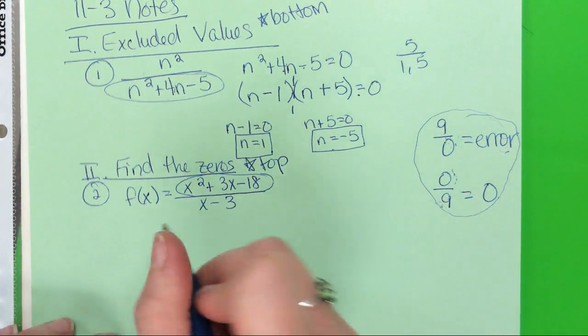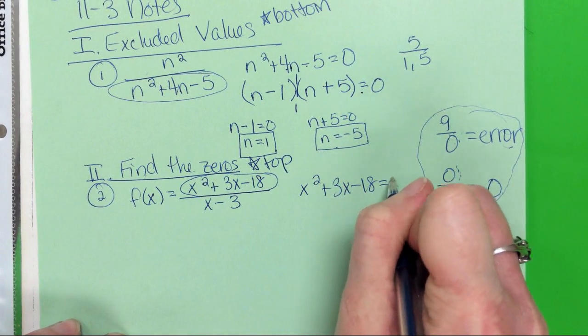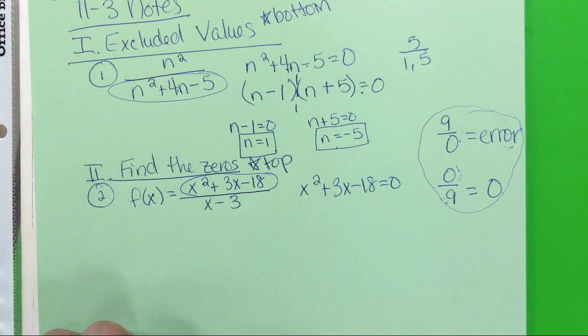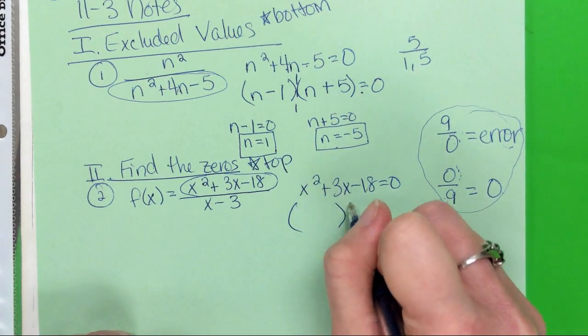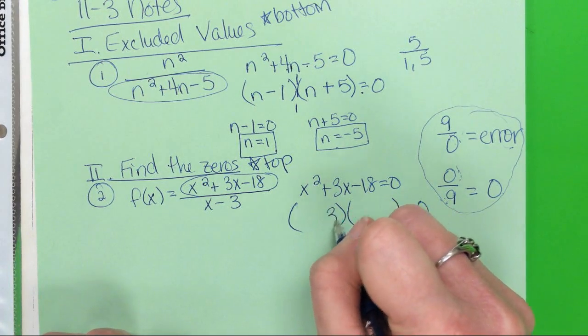All right, so here we go. We're going to set the top equal to 0. But this one's not so easy, so what do we do? It doesn't have a greatest common factor, so what do we do after that? Factor the back number. Factors of 18. I told y'all this stuff wasn't going away, didn't I? 2 and 9 would give me 6, not 3. 3 and 6, there you go.